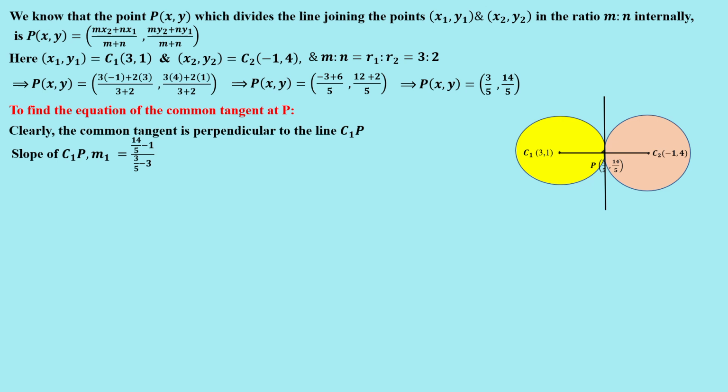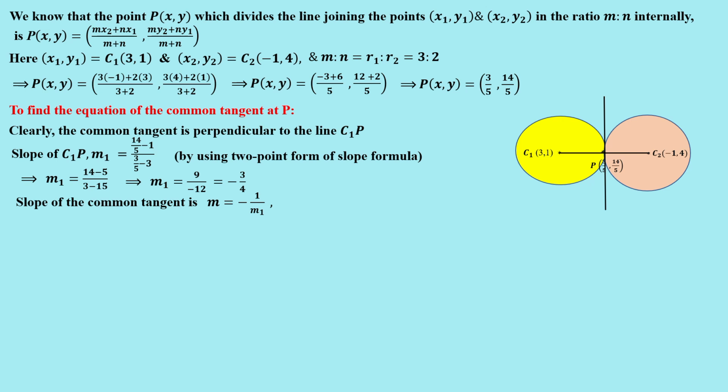So we are using the two-point formula, (y2 - y1)/(x2 - x1). So (14/5 - 4)/(3/5 - 3). Therefore m1 equals 9/(-12), that is equal to -3/4. Now the slope of the common tangent. The common tangent is perpendicular to C1P because that is the radial line. The tangent is always perpendicular to that, the normal line C1P. Normal and tangent are always mutually perpendicular to each other.